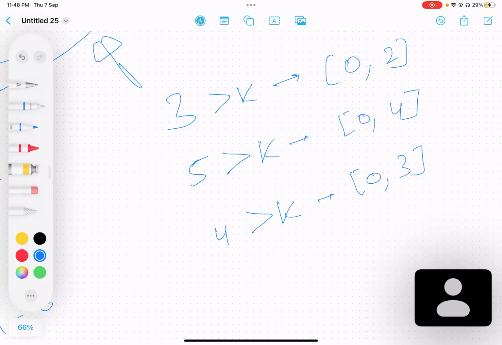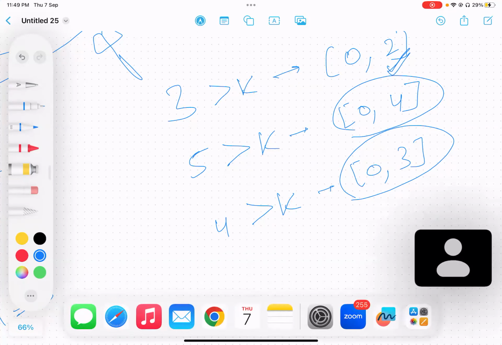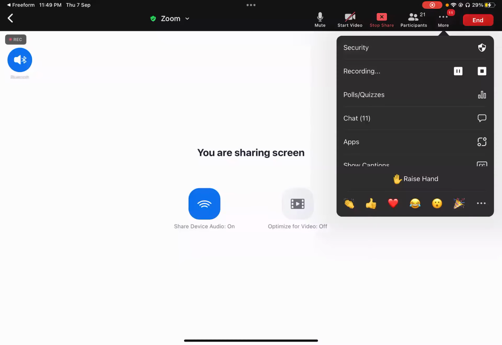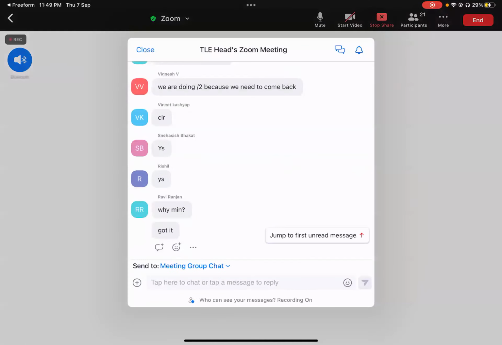So it is saying that your k should belong to 0 to 2, it is saying it should belong to 0 to 4, and it is saying it should belong to 0 to 3, right? So we need to take the intersection of all those. So the intersection will be this two, right? That's why we are taking minimum, because the case should follow all the conditions. I hope it is clear now. Okay, got it.